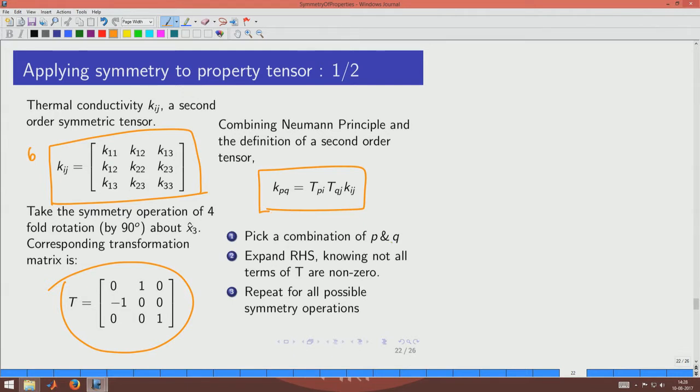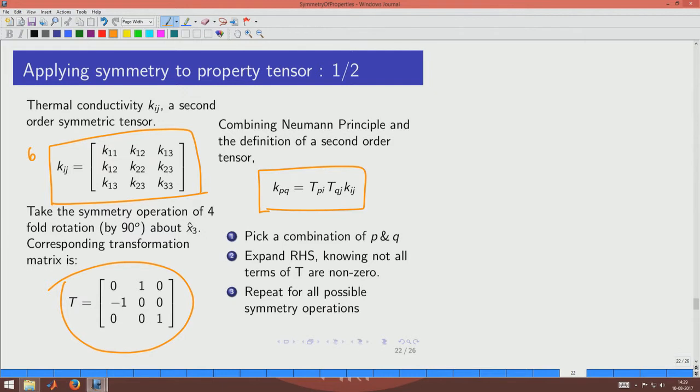For each combination of p and q, you expand the equation and then look at the left hand and right hand side to see which are zeros and which are not, and then repeat it for all the combinations that are possible, and we repeat it also for all the symmetry elements that are possible. So, when we exhaust all of them, we will be left with only very few constants among the 6 which are still independent, which means that is the smallest number of elements required to represent the thermal conductivity, which is a symmetric tensor. So, we will go through that.